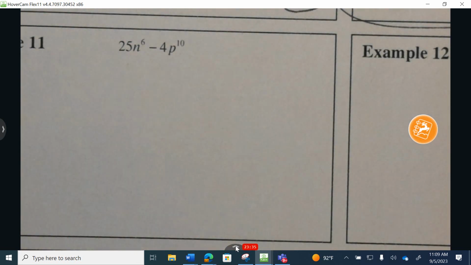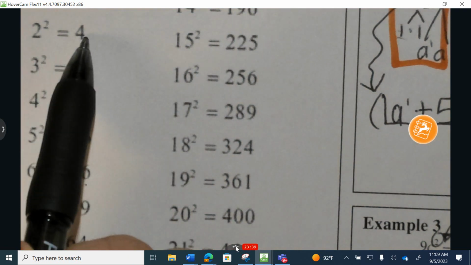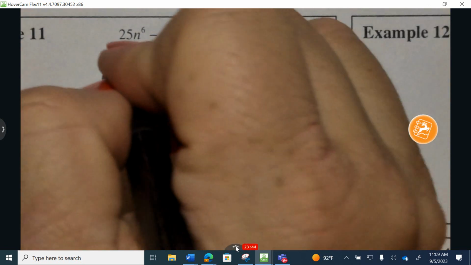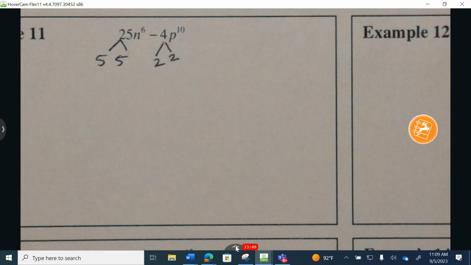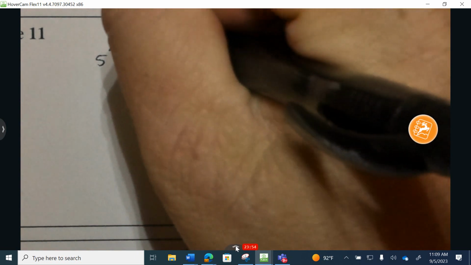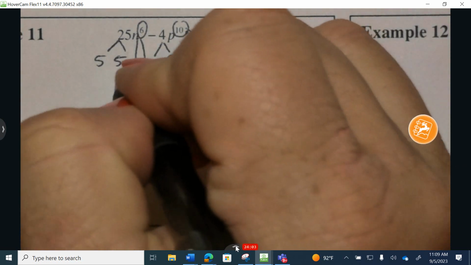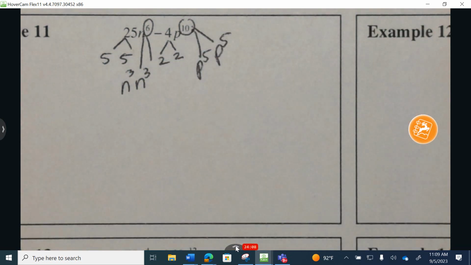Find 25 and find 4. 25, okay, that works. 4, that works. So 25 is 5 times 5. 4 is 2 times 2. That all works. Okay, ready? Next thing is we want to take these exponents and divide them by 2, like we're going to split them in half equally. So 6, if you split it in half, you end up with 3 and 3. And 10, if you split it in half, you end up with 5 and 5. You have to be able to split it in half equally.